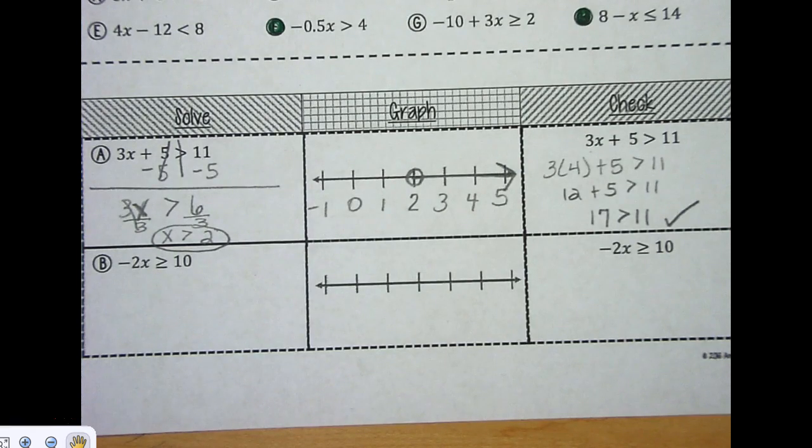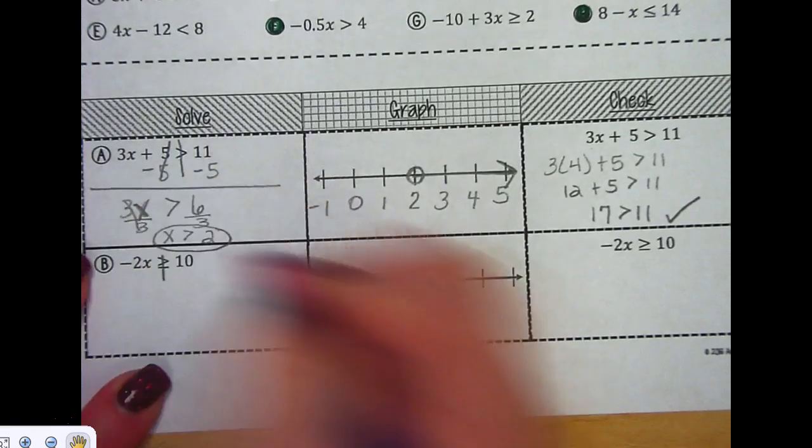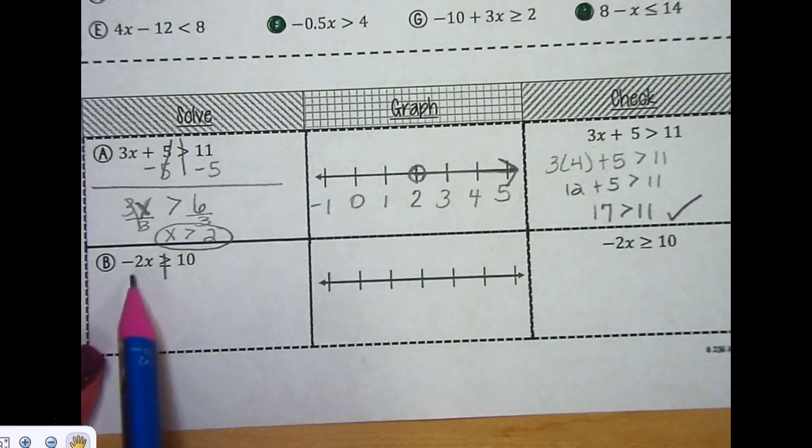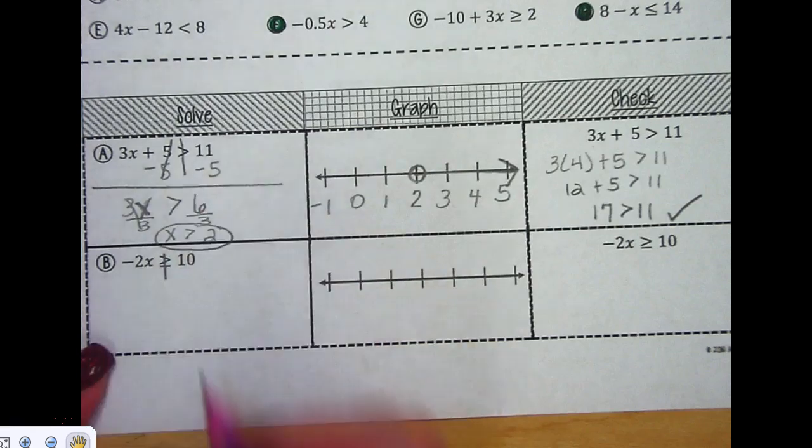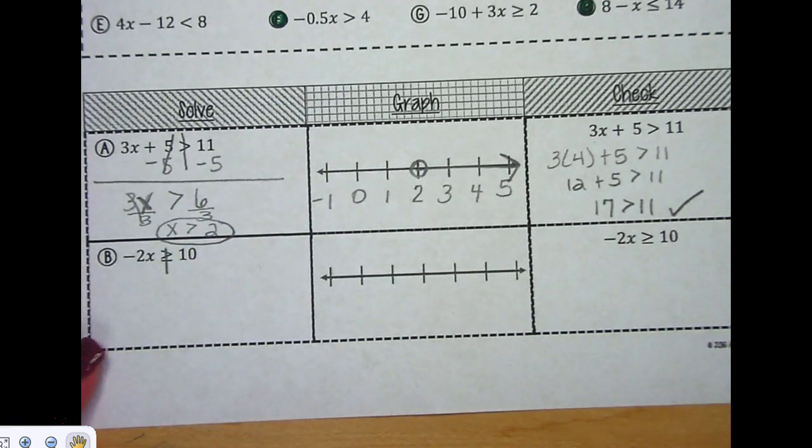It was super fun. Okay, let's try the next one. Negative 2 times x is greater than or equal to 10. This is just a simple old one-step equation, or inequality. What am I going to do? Divide by, not a positive 2, negative 2.